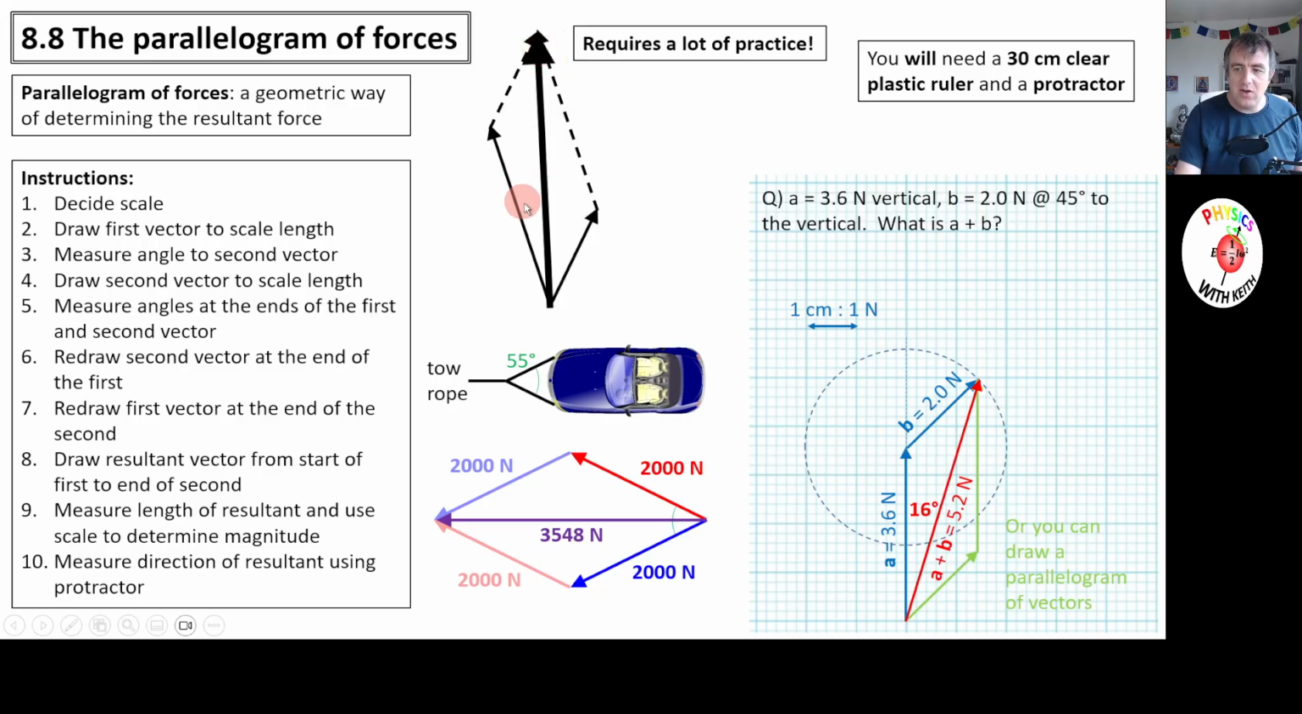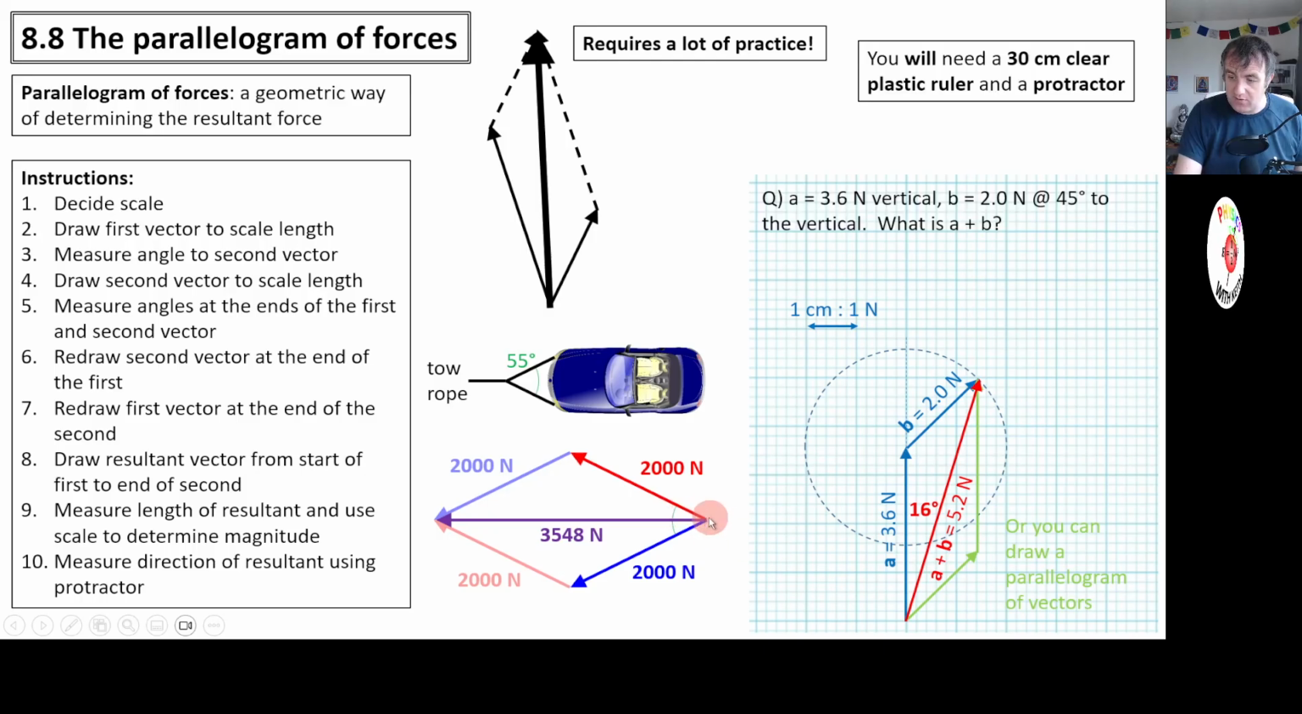You can draw the arrowheads partway along the lines. That's fine, but you must draw arrowheads on your vectors. Then, being really careful to think about what force we're adding to what, draw your diagonal. Don't go across like this. Once you've drawn your arrowheads, it's really easy to see which diagonal to do from the start to the finish.